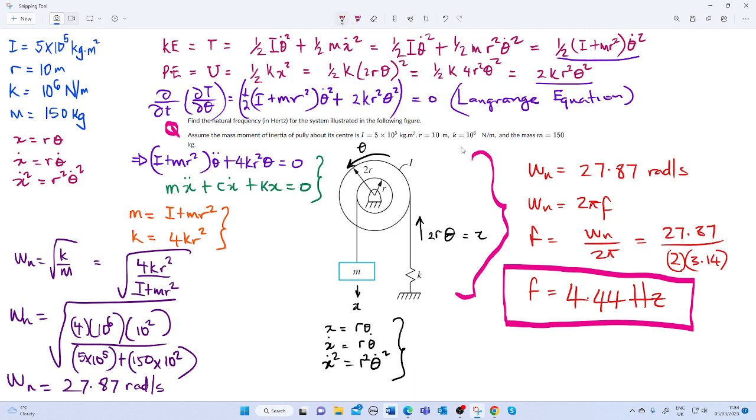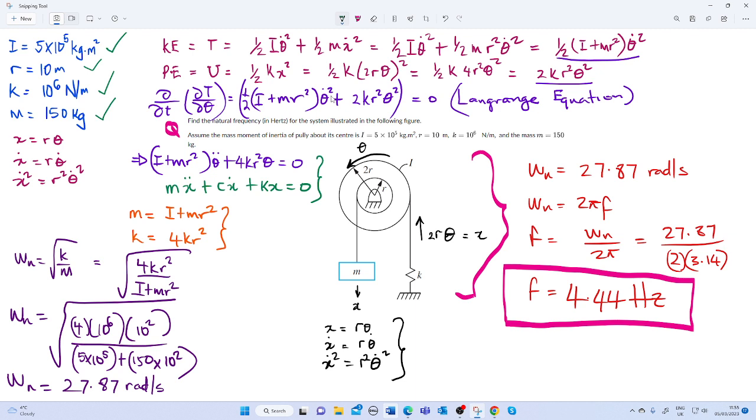First of all, let's pull out our parameters. We're given the I, which is moment of inertia, 5 times 10 raised to the power 5. We're given the radius of the pulley, which is 10 meter. We're given the K, stiffness of the spring attached to the pulley, which is 10 raised to the power 6 Newton per meter. We're given the mass attached to the pulley, 150 kilogram.